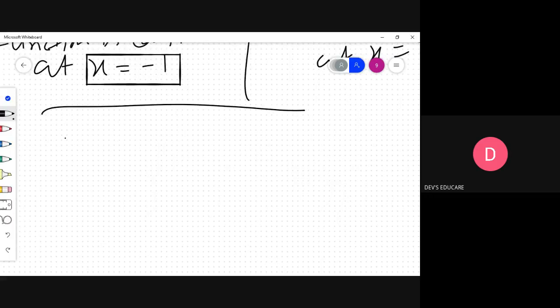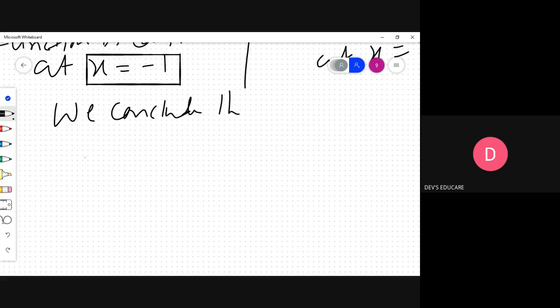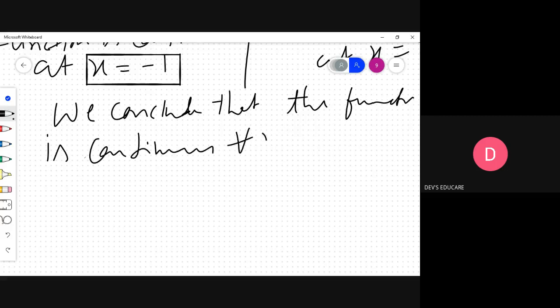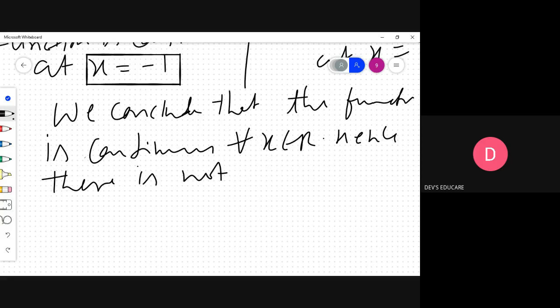We conclude that the function is continuous for all x belongs to R. Hence, there is no point of discontinuity.